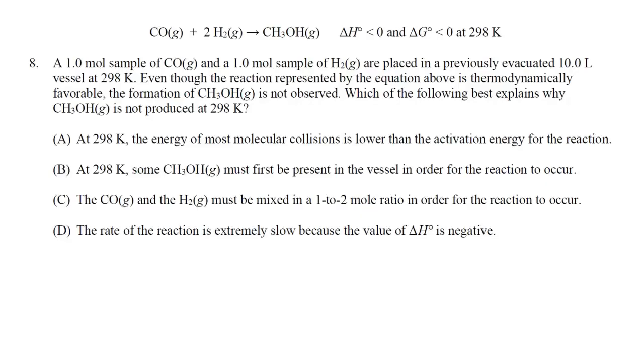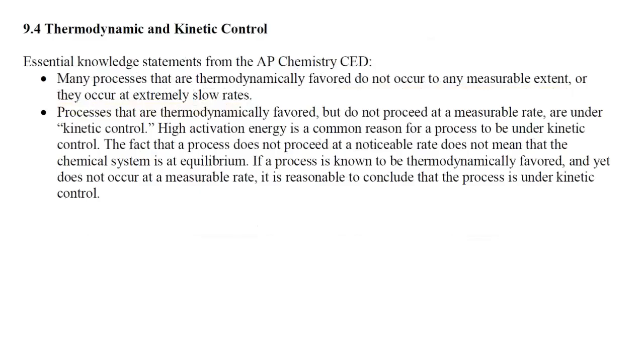And even though the reaction represented by the equation above is thermodynamically favorable, the formation of methanol vapor, the product, is not observed. Which of the following best explains why the product, methanol vapor, is not produced at 298 Kelvin? So this question falls under topic 9.4, thermodynamic and kinetic control.